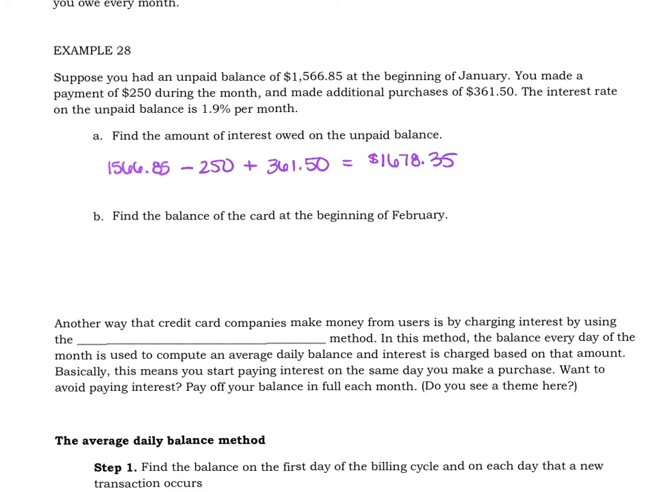Okay. And they are going to charge you interest based on that new unpaid balance. So the amount of interest you owe at the beginning of February, based on your January activity, is going to be 1.9% of that total amount. Multiplying 1.9% as a decimal times the amount owed, we get a total of $31.89 just in interest. Okay, so that's additional money you have to pay them.